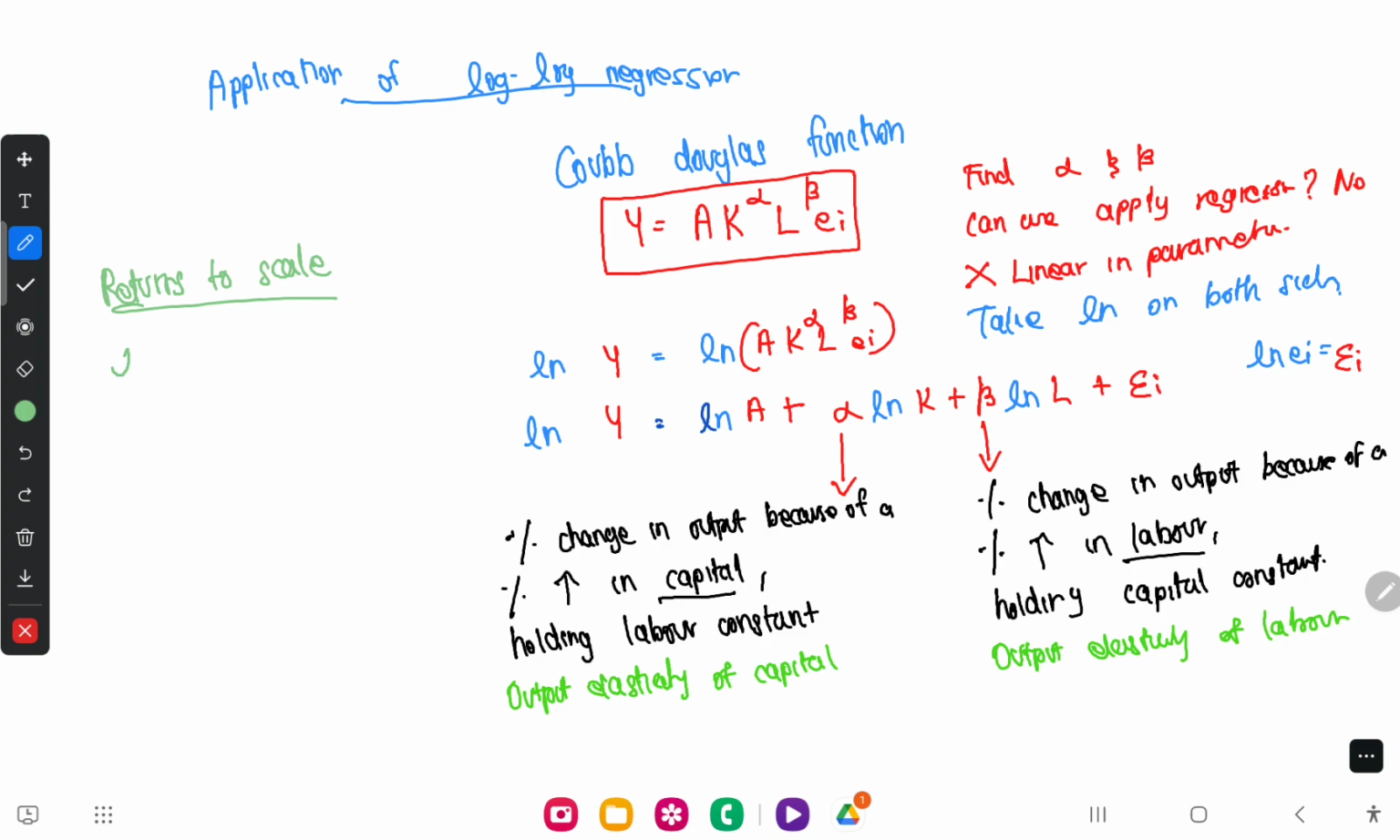Returns to scale. So if alpha plus beta is equal to 1, this indicates a constant return to scale. If alpha plus beta is greater than 1, then there's an increasing return to scale. And if alpha plus beta is less than 1, then we are talking about decreasing returns to scale. Okay.